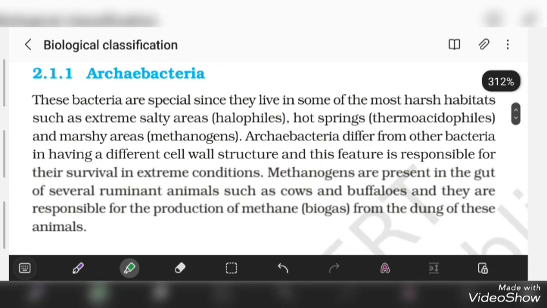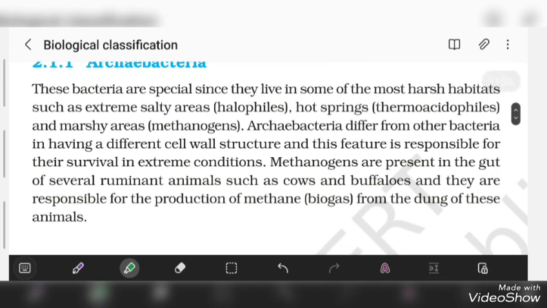Archaebacteria. These bacteria are special since they live in some of the most harsh habitats, such as extreme salty areas (halophiles), hot springs (thermoacidophiles), and marshy areas (methanogens). Archaebacteria differ from other bacteria in having different cell wall structures, and this feature is responsible for their survival in extreme conditions. Methanogens are present in the gut of several ruminant animals such as cows and buffaloes, and they are responsible for the production of methane biogas from the dung of the animal.